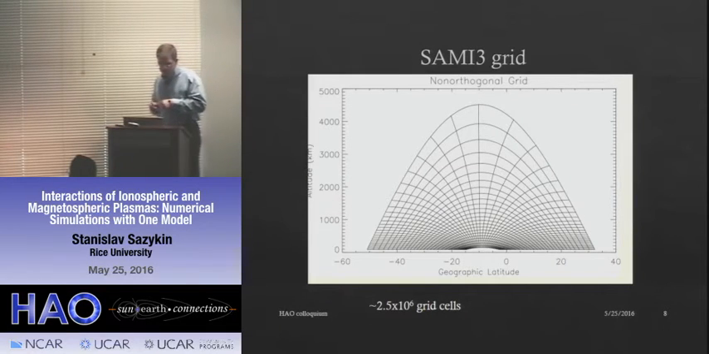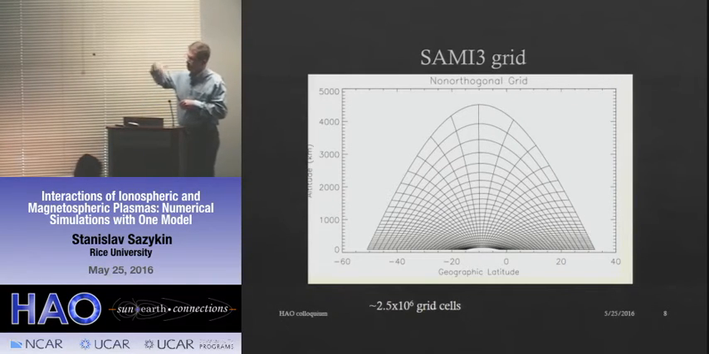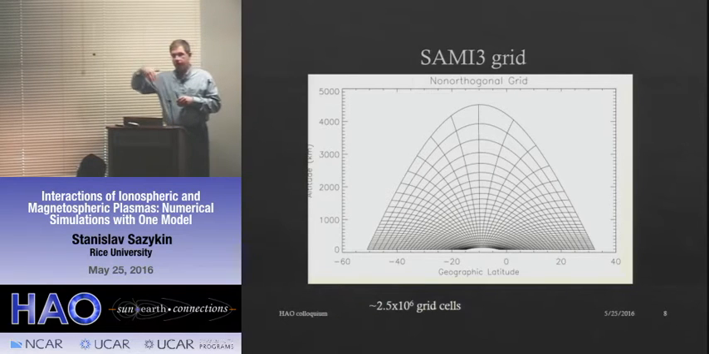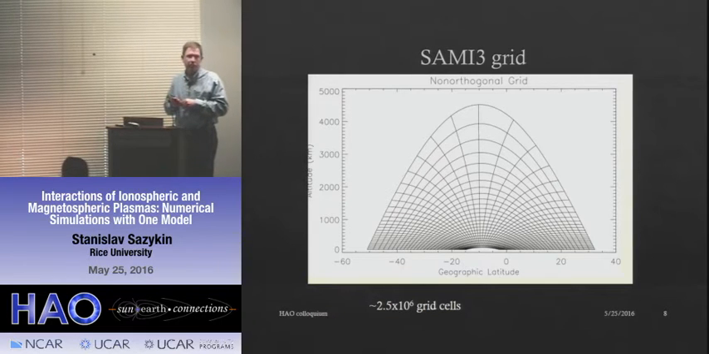That's an advantage. So if you imagine this slice and you rotate it around the Earth, put it at different longitudes, then you get a three-dimensional grid. That's the SAMI3 grid. In the version that we use, it is about 2.5 million grid cells.